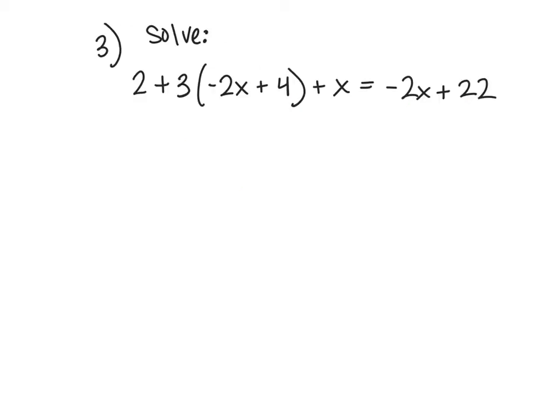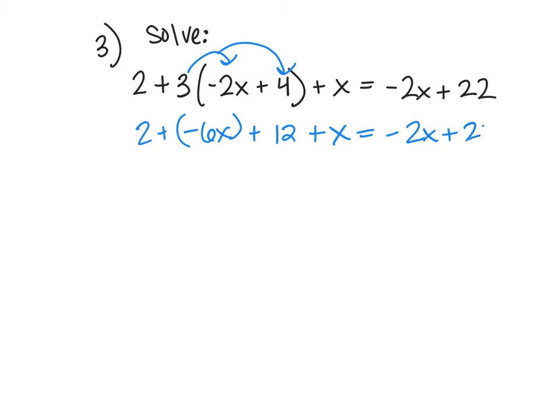So for the next problem, we want to make sure that we do the distribution first. So 3 times negative 2 is going to give me negative 6x. And then 3 times 4 is going to give me 12. And then we're going to recopy the rest of our equation. Then we need to combine some like terms. So we have a negative 6x and an x. Negative 6x and 1x is going to give me negative 5x.